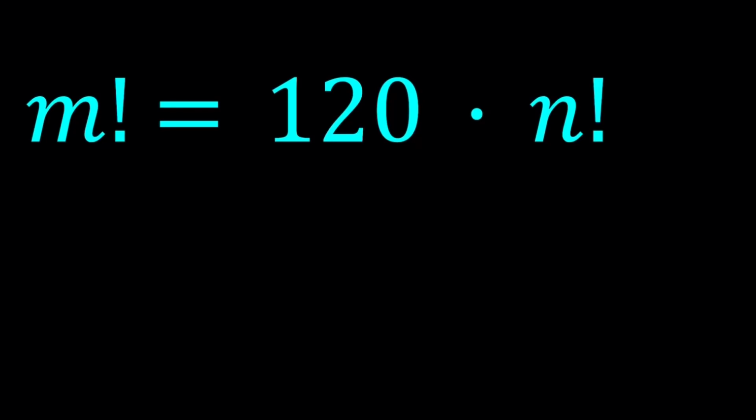Hello everyone, in this video we're going to be solving a quick and easy factorial equation. We have m factorial equals 120 times n factorial. I know the thumbnail didn't show the multiplication sign, but hopefully you got that.